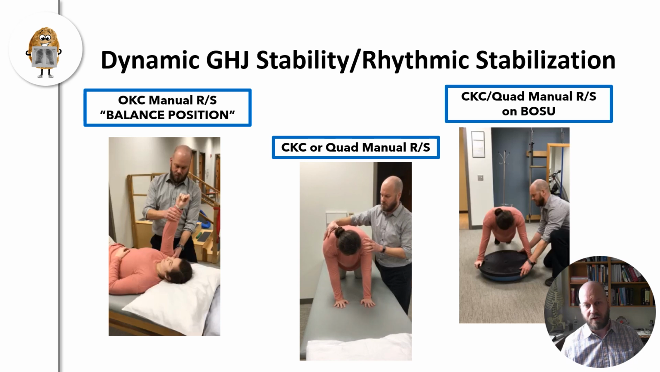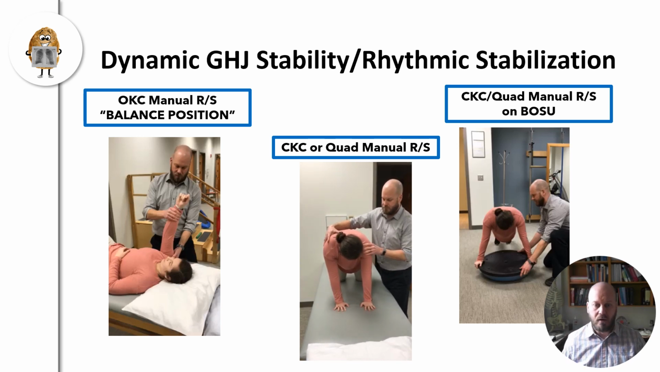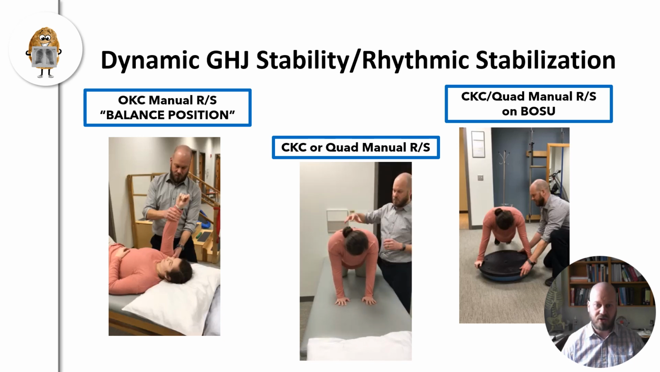This is an example of a closed kinetic chain rhythmic stabilization technique. So again, we incorporate a little bit of protraction of the scapula for serratus activation, and we're just randomly perturbing the individual, and they're instructed to stay as still as they can to resist those perturbations.